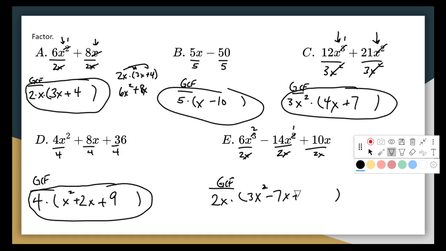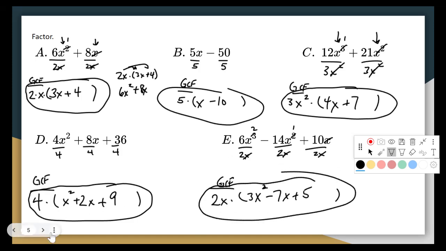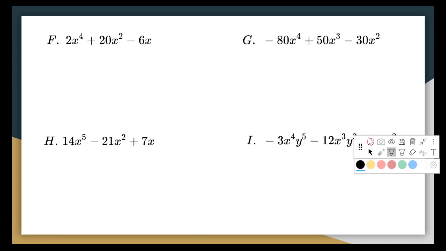10 over 2 is 5. There's 1 power up top, 1 on the bottom. I took it away. This is my answer. Okay, we'll try a few more.